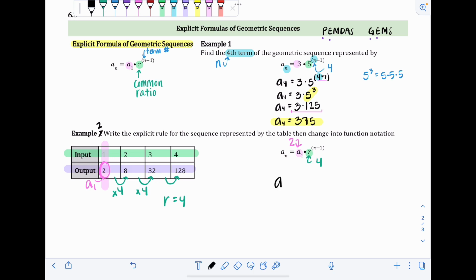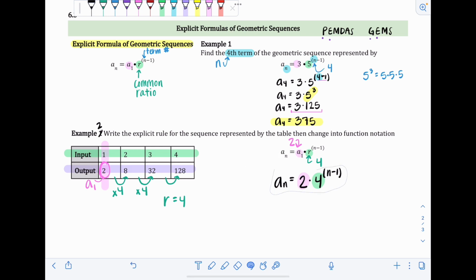So it'll be AN equals A1, which was 2, and then times R, which was 4, and then raised to the n minus 1. And again, we're not going to put anything in for n because we're just writing a general rule here. So our general rule is AN equals 2 times 4 raised to the n minus 1.